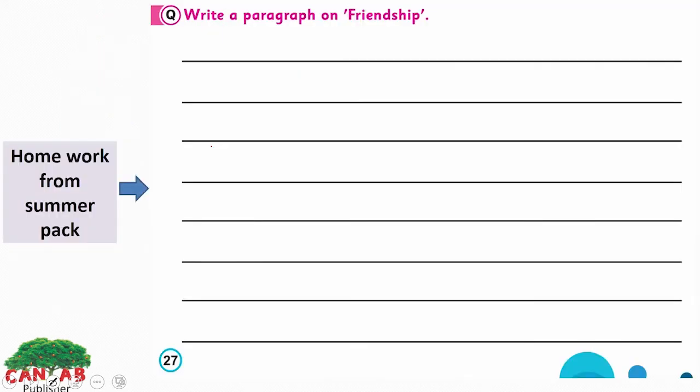This is your homework from summer pack. Write a paragraph on friendship. You have to write a simple paragraph on friendship. Why is friendship important? What is friendship? Why do you need a friend in your life? You can write about these things in this paragraph here.